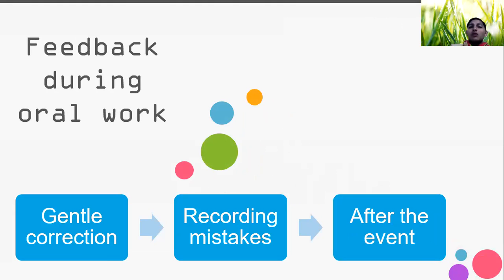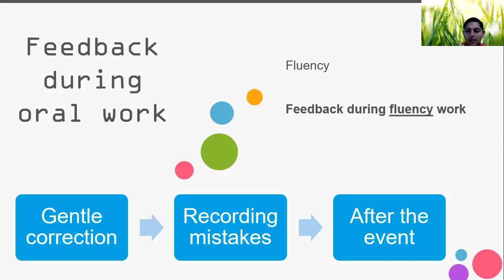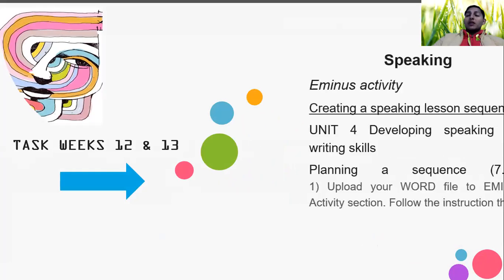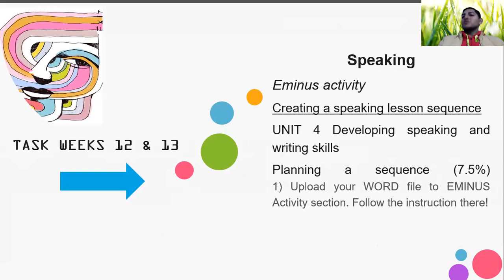Now, feedback during oral work regarding fluency. Well, gentle correction, recording mistakes after the speaking activity, outside the classroom, face-to-face, one by one, or if it is a global error to be highlighted, maybe at the end of the lesson, common errors in the group, in the activity, so that you can provide feedback and they can continue speaking, which is very important. Take it into account for the following task, which is going to be focused on speaking, of course.